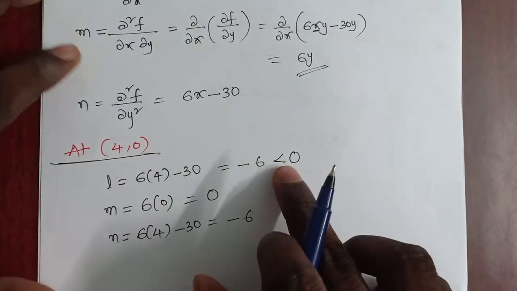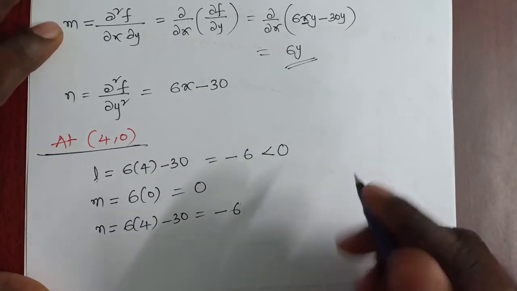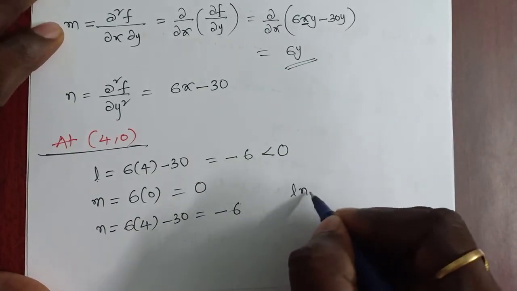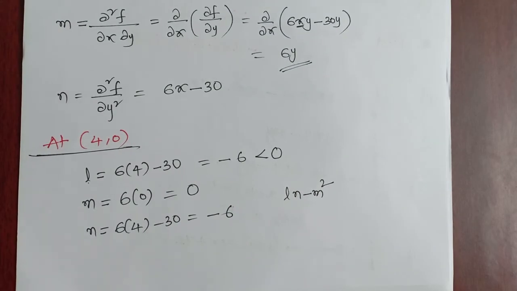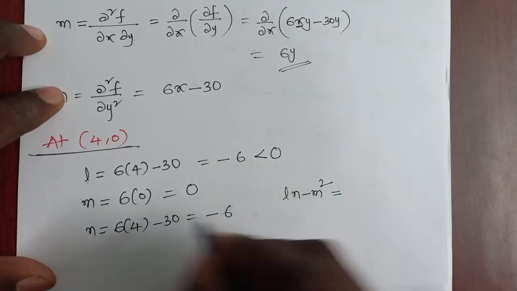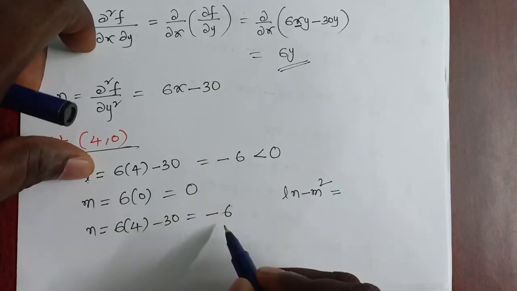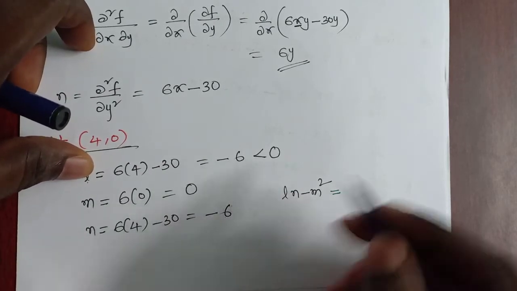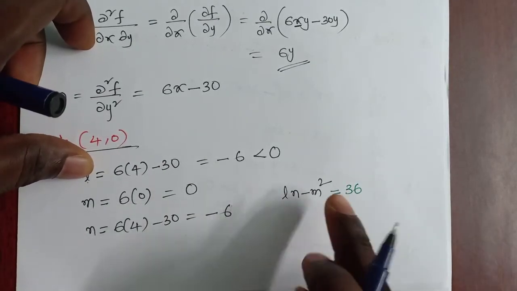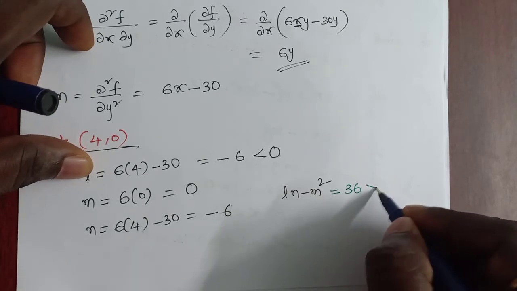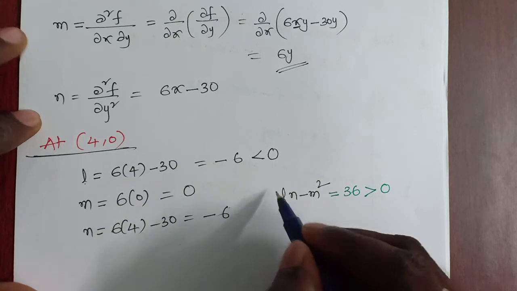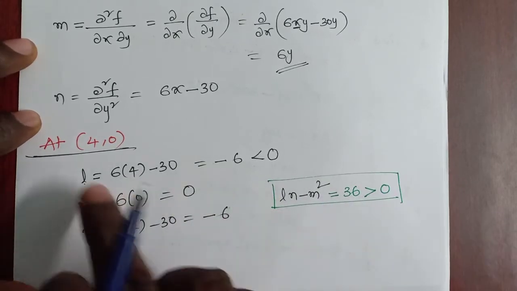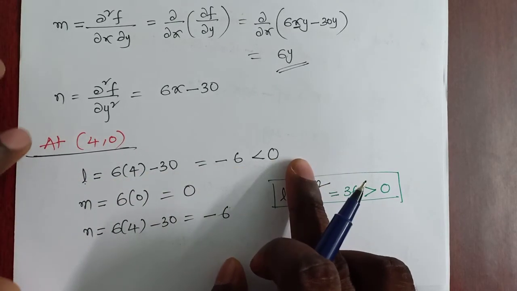Okay, L is minus 6, which is less than 0. So we need to find the value of Ln minus m square. Clearly, Ln minus m square is equal to L is minus 6, N is minus 6. Minus 6 into minus 6 is 36, minus m square, 0. So which is clearly greater than 0. So Ln minus m square is greater than 0 and L is less than 0.